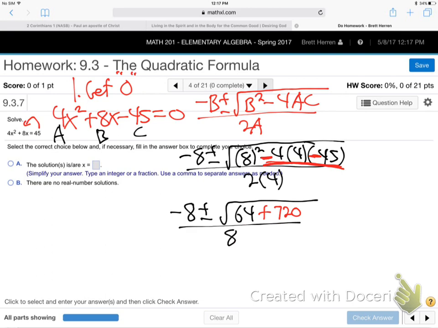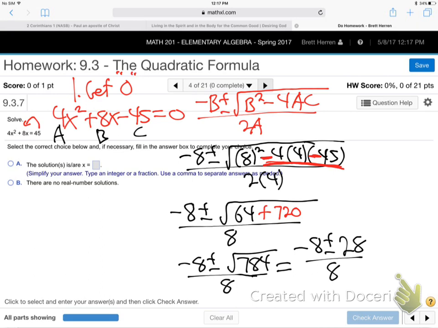All over 8. Is that good so far? James, question? Good. Any questions? We good? All right. Negative 8 plus or minus square root of 784, all over 8. Then hit the button on your calculator. What's the square root of 784? 28. Thank you.